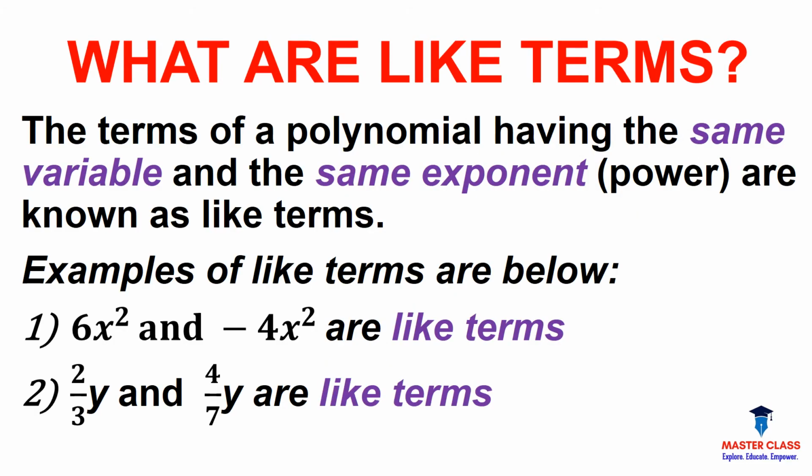We shall now see what are like terms. The terms of a polynomial having the same variable and the same exponent or power are known as like terms. Examples of like terms are below. 6x squared and minus 4x squared are like terms. Similarly, 2/3 of y and 4/7 of y are also like terms.